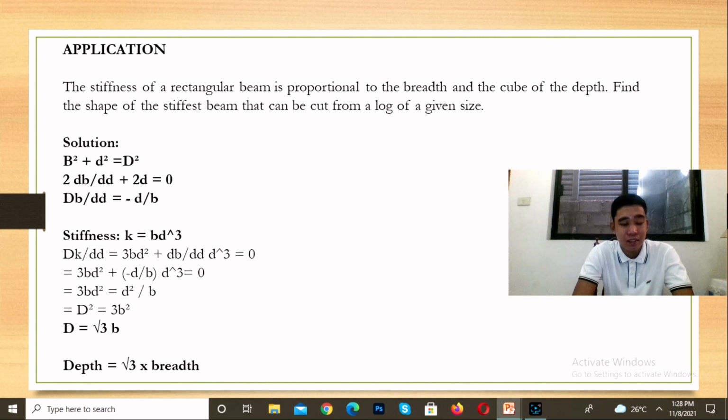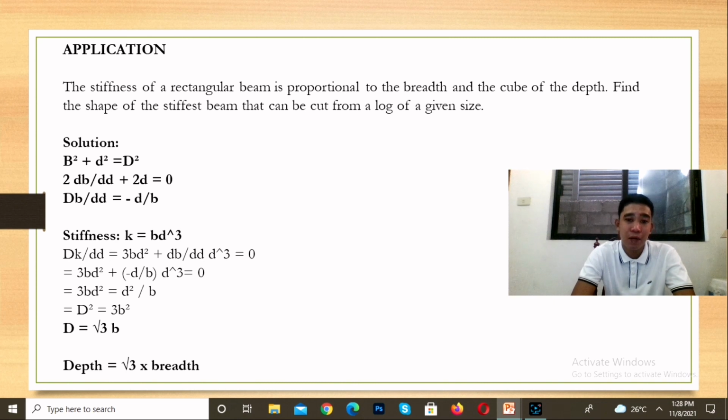So dK over dd equals 3b squared plus db over dd times d cubed equals 0. 3b squared plus negative db over dd, d cubed equals 0. So the answer is 3b squared equals d squared over b. So d squared equals 3b squared. So d equals square root of 3 times b, and b equals breadth. So depth equals square root of 3 times breadth.